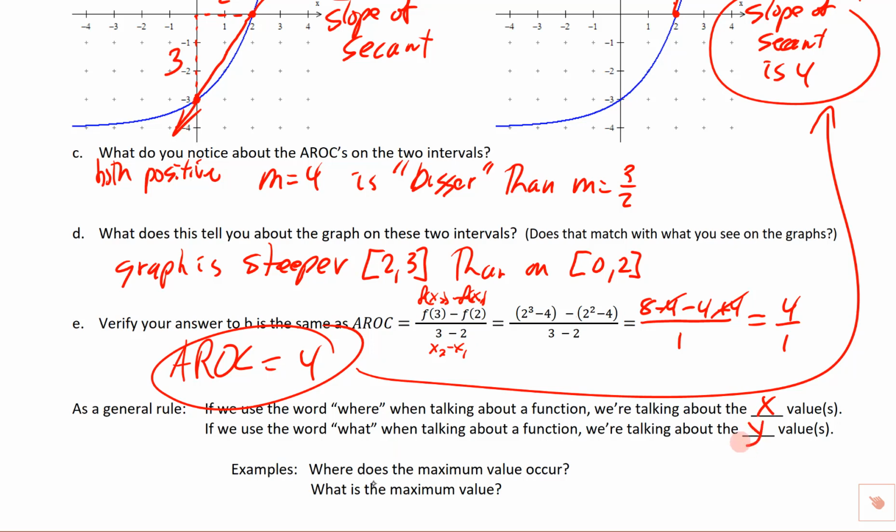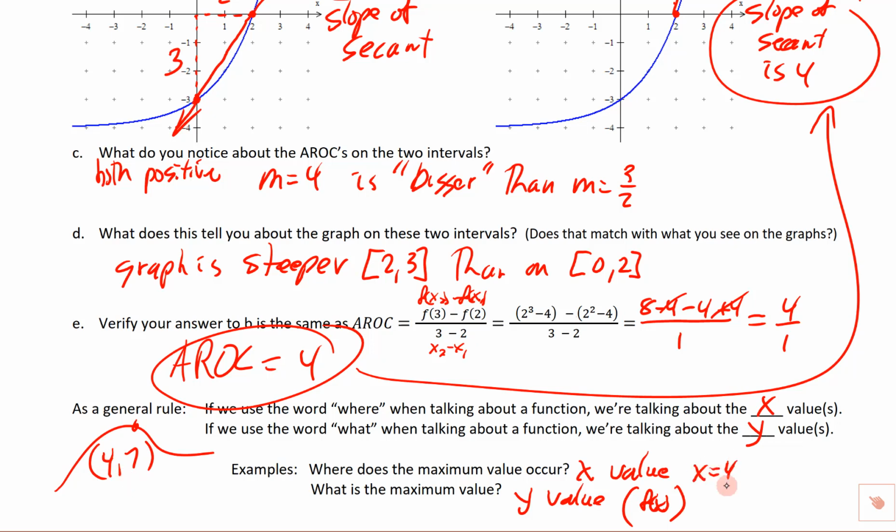So let me give you an example. If we say where does the maximum occur, then we'd be talking about an x value. And if we say what is the maximum, then we're talking about a y value or an f of x value, okay? So let me put it in a big set of parentheses like that. Let's say the high point was right here, and that point happened to be (4, 7). If we said where does the maximum occur, we'd be talking about x equals 4. And if we were saying what is the maximum value, the maximum function value is 7. Okay, so hopefully that makes sense.